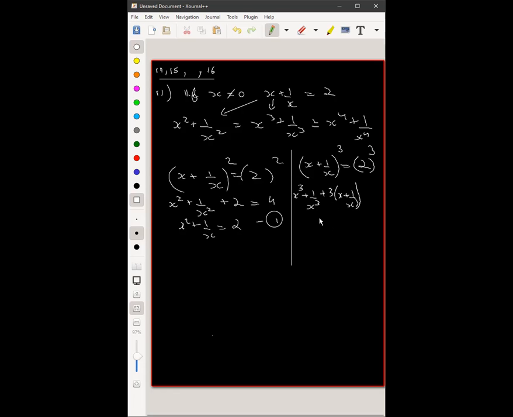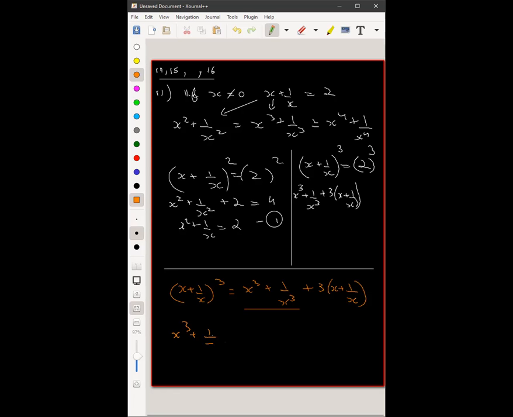This is where you all go wrong. See, this is one common mistake. Everyone pay attention to what you do here. When we have x plus 1 upon x, the whole thing cube, this is x cube plus 1 upon x cube plus 3 into x plus 1 upon x. Please remember this. Now, when we want only x cube plus 1 upon x cube, how would we get that? Only if we transpose this to the other side. So I would get x plus 1 upon x, the whole thing cube, minus 3 into x plus 1 upon x. So whenever we have the expansion of the entire identity, all are plus.